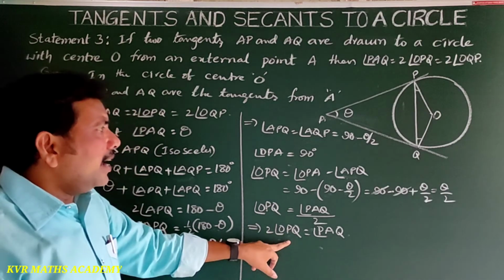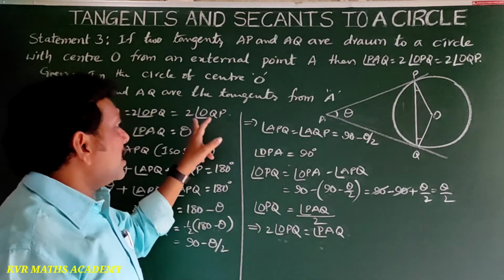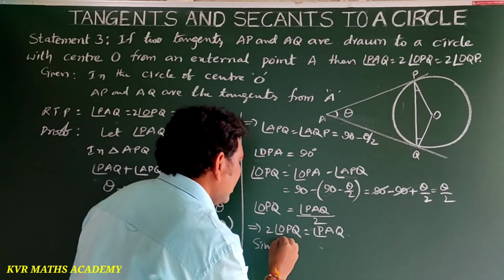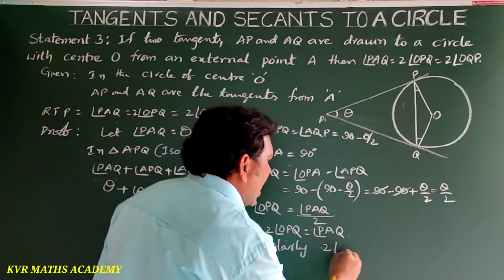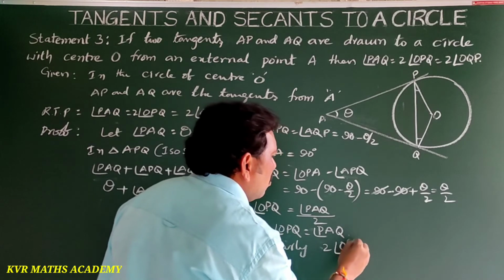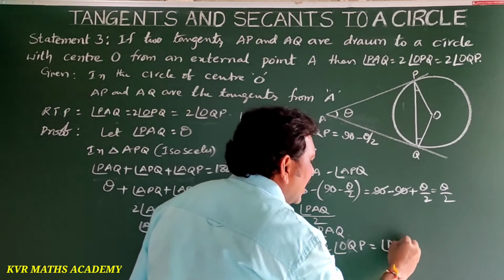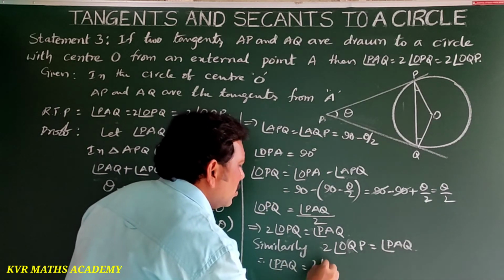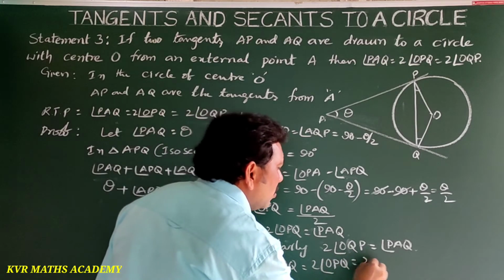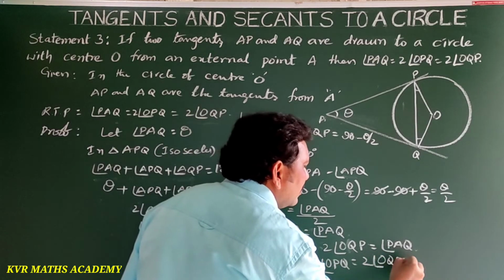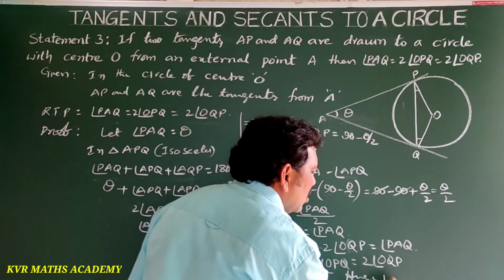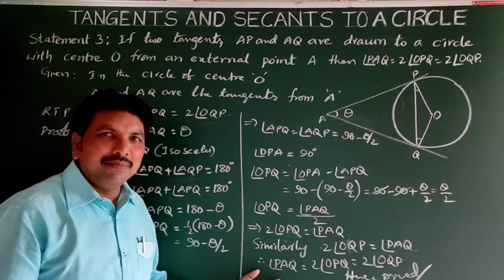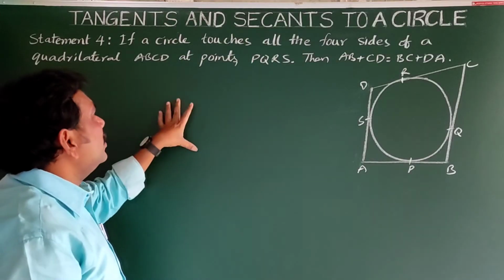Yes, in the same way, angle PAQ is also equal to 2 angle OQP. Similarly, 2 angle OQP is equal to angle PAQ. Therefore, angle PAQ is equal to 2 angle OPQ is equal to 2 angle OQP. Right? Hence proved. Have you understood clearly or not? Yes. Okay, this is the fourth statement.